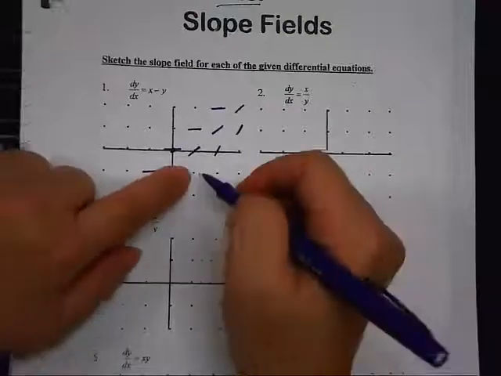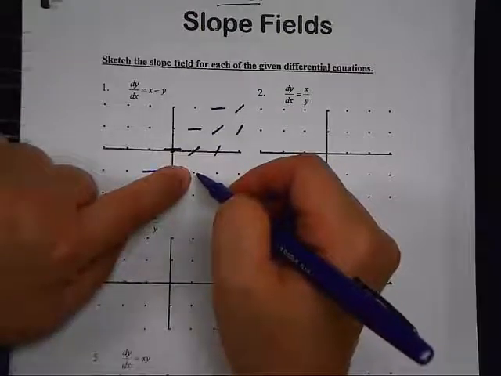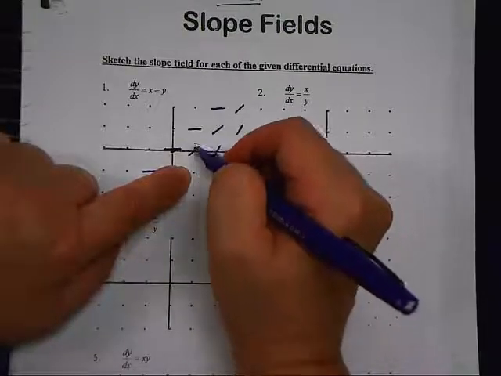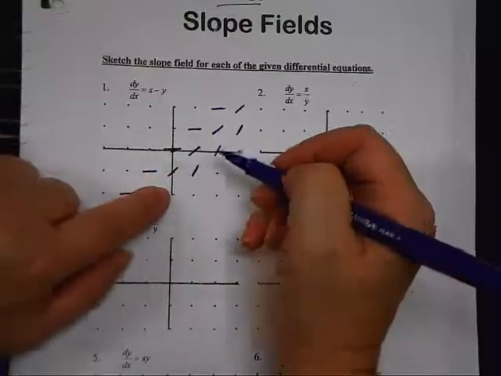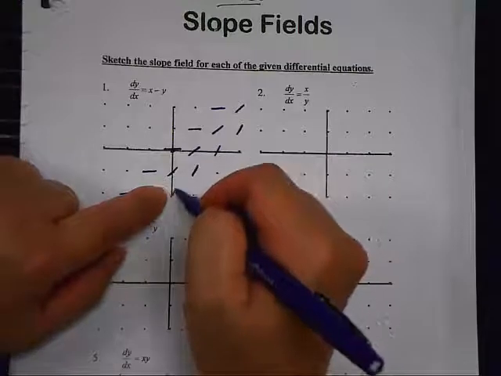Do the same thing here. This one's supposed to have a slope of 2 at 1, negative 1. Up 2 and over 1, so I'm going to point it towards there. And then this one also, up 2 and over 1, point it to there.